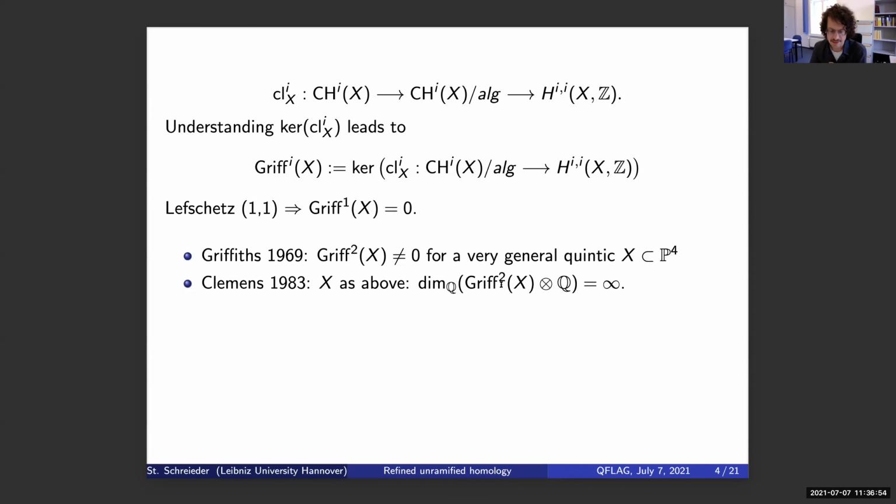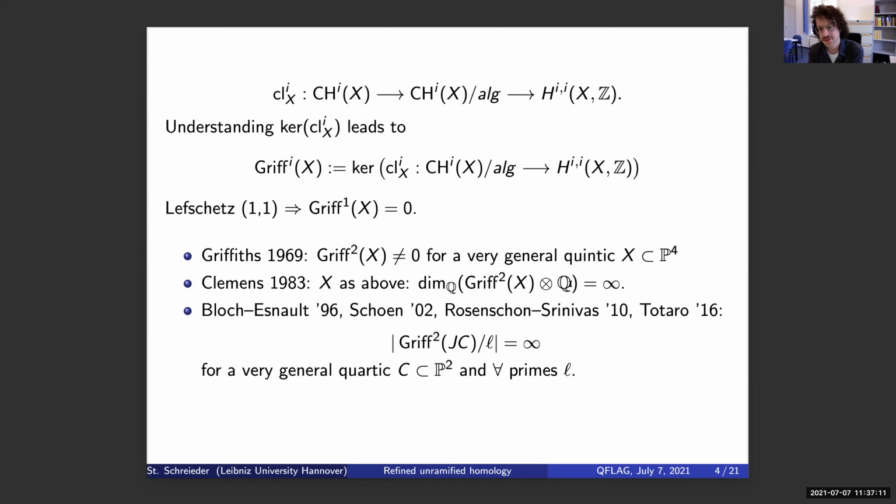So a very general quintic has a Griffiths group that is not finitely generated, which shows that Chow groups mod algebraic equivalence are really pretty far from a usual homology theory. It's not finitely generated, even up to torsion.